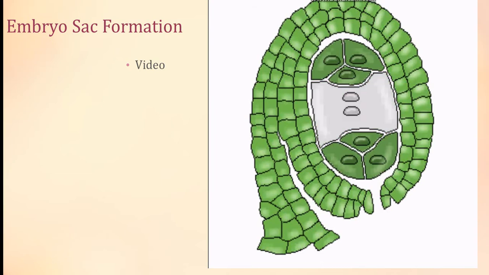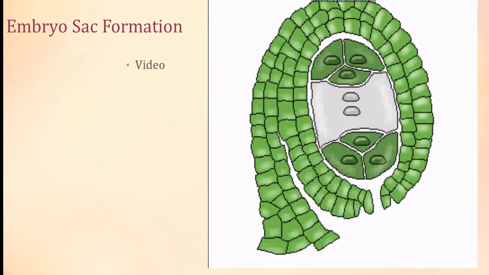At that point, cell division occurs, but interestingly enough, it only forms 7 cells. The central cell is larger than the others, and it contains 2 haploid nuclei. This results in an embryo sac with 6 haploid cells and 1 large cell that contains 2 haploid nuclei.